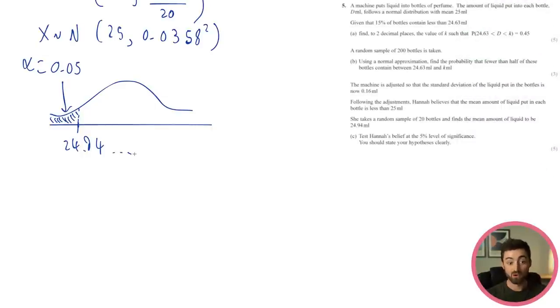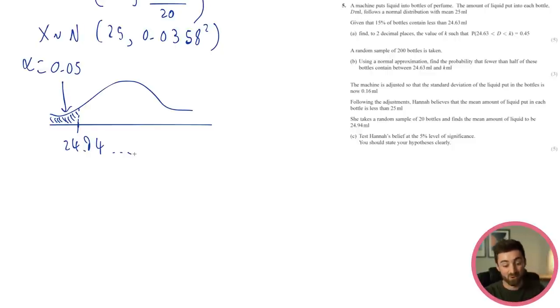I'll say, okay, that is the value at which it's going to tip. If you get a value lower than that, you've got a good amount of evidence to suggest that the mean is lower. But if it's not lower than that, then there's not enough evidence at this 5% level. What was the mean that she got? She got 24.94. Ooh, okay. So she looks to be right on the edge.